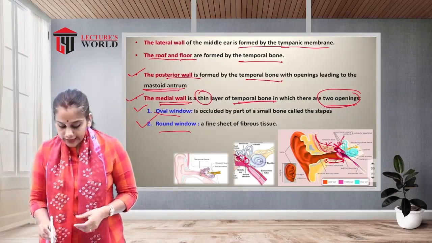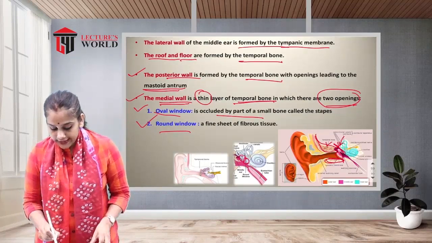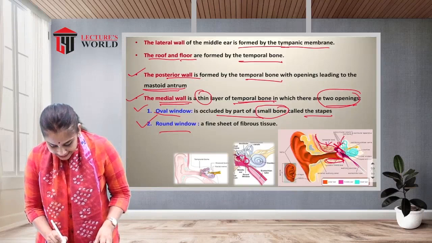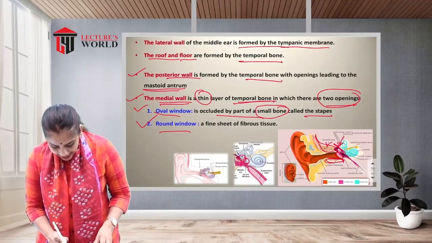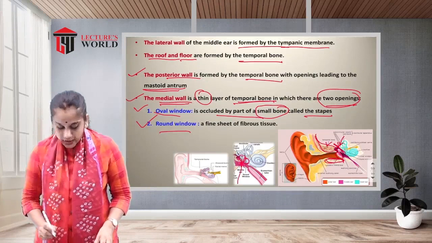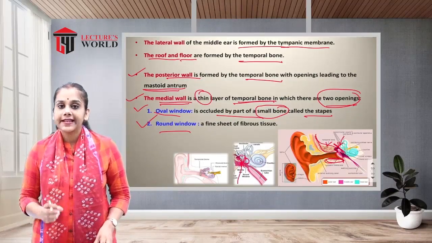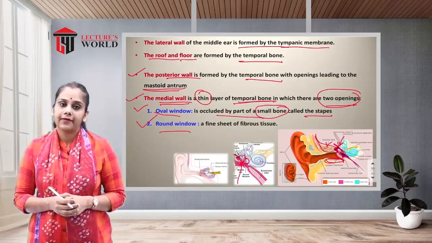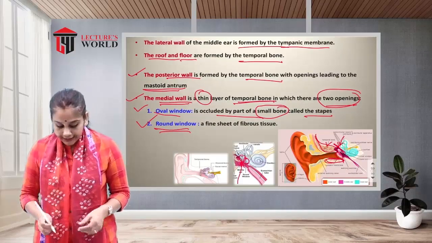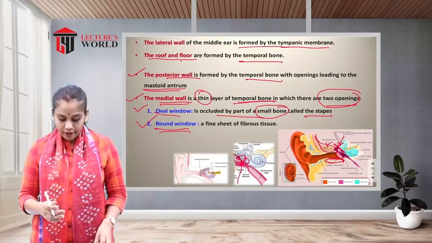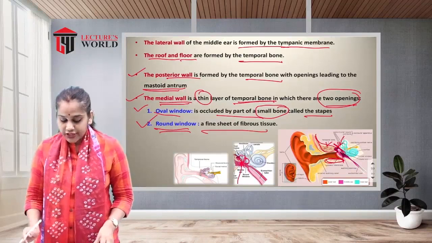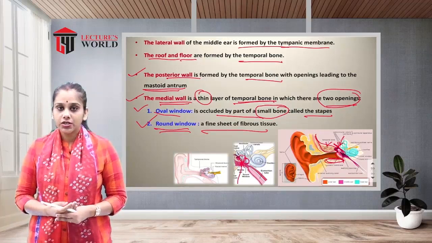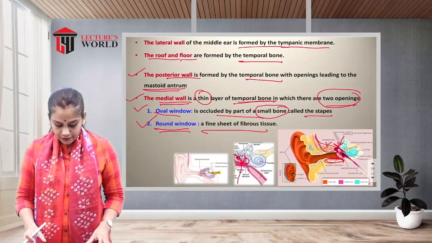What is the oval window? It is occluded by a part of a small bone called the stapes. You can see in the figure, this is the portion that is occluded by a small bone, the stapes. The second one is the round window, which is located below the oval window. It is a fine sheet of fibrous tissue. So this is the structure, or we can say the relationship, of the walls.